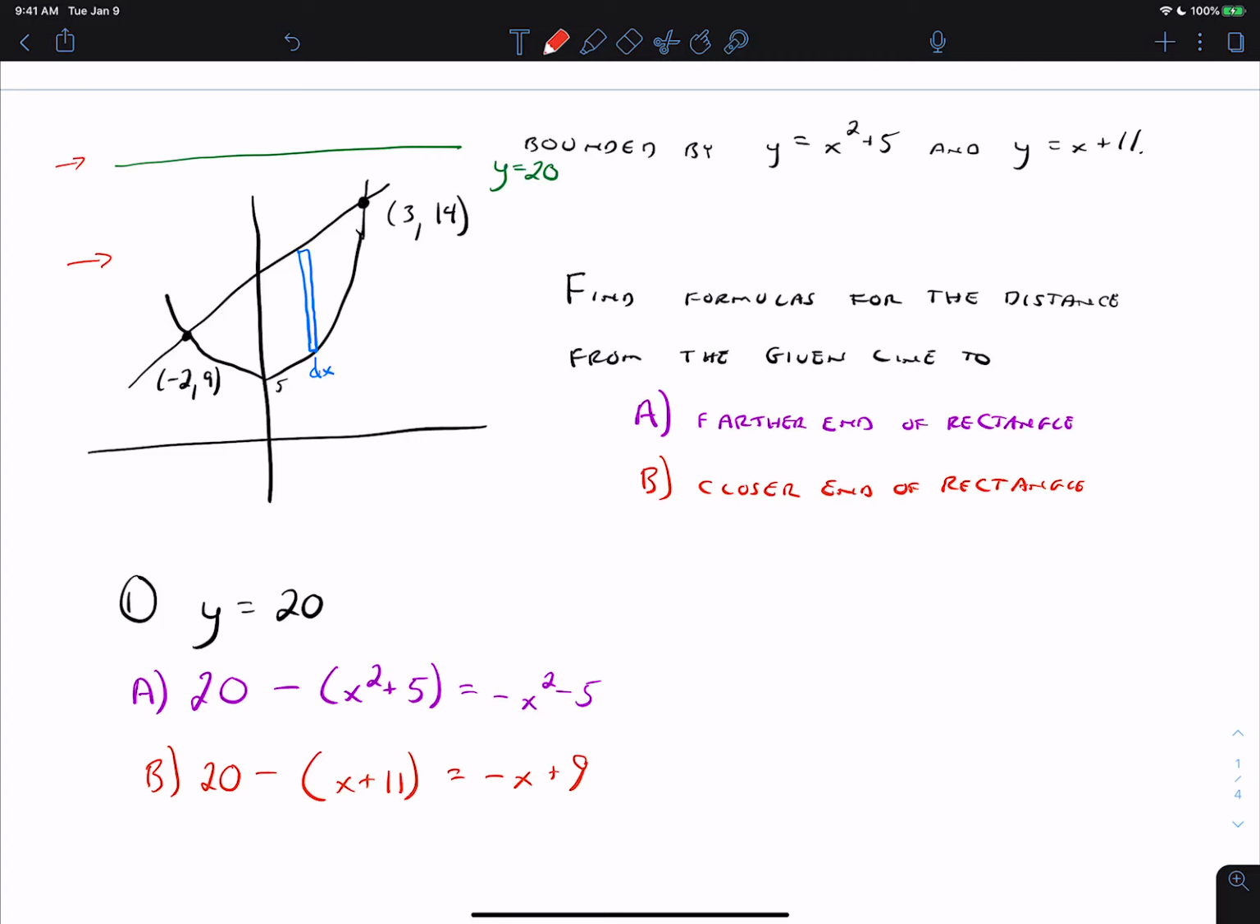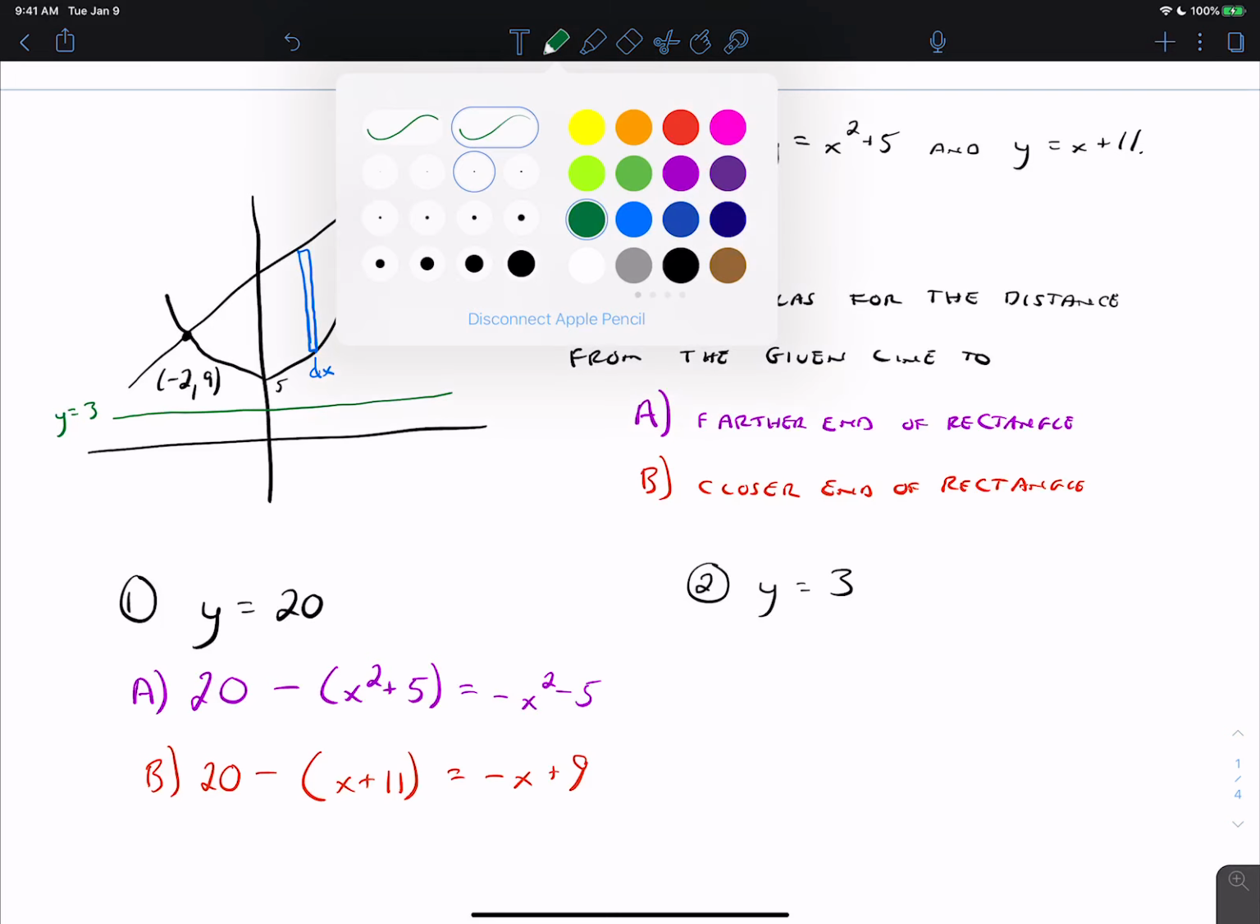Okay, so I'm going to put a second problem up. I'd like you to try this. If we have y equals 3, pause the video, see if you can set up formulas for the distance from y equals 3 to the farther end of the rectangle, and for the distance from y equals 3 to the closer end of the rectangle. Okay, so y equals 3 is a horizontal line, and because that y-intercept is at 5, the horizontal line's under the region. So this is y equals 3.